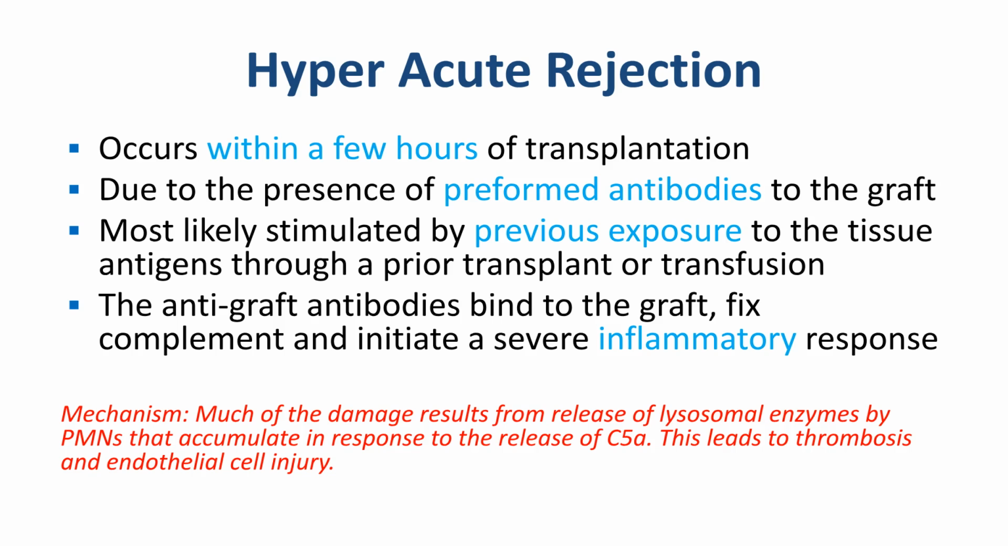These antibodies are most likely generated from previous exposure to foreign antigens through prior transplants, blood transfusions, or multiple pregnancies. The immune system has already been sensitized and has memory B cells producing these antibodies. When blood flow is established to the transplanted organ, these circulating antibodies immediately bind to antigens on the graft's blood vessel walls. This antibody binding activates the complement cascade, generating complement components including C3a and C5a. This is why cross-matching is mandatory before transplantation.